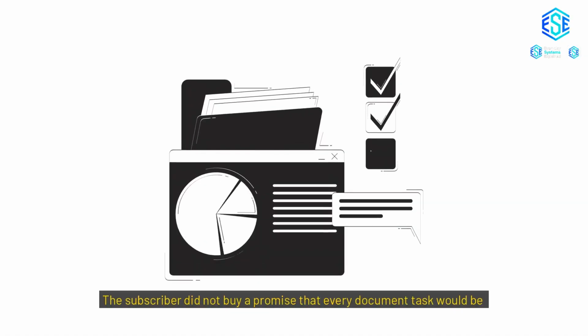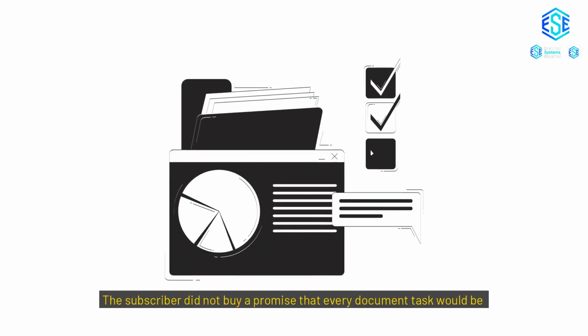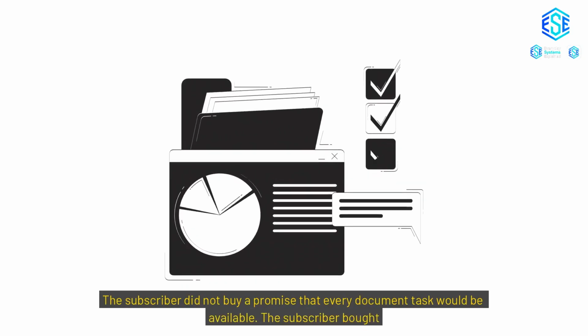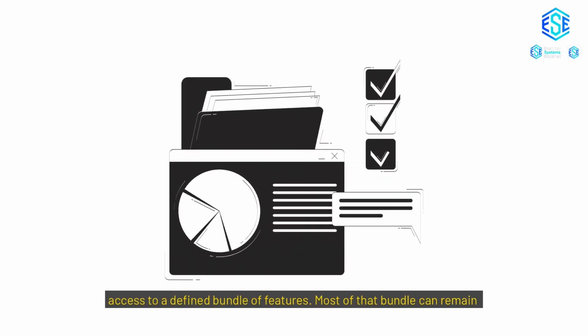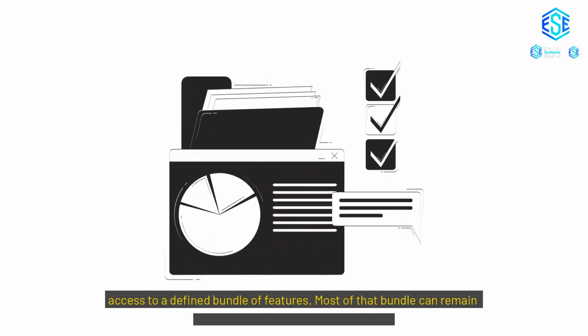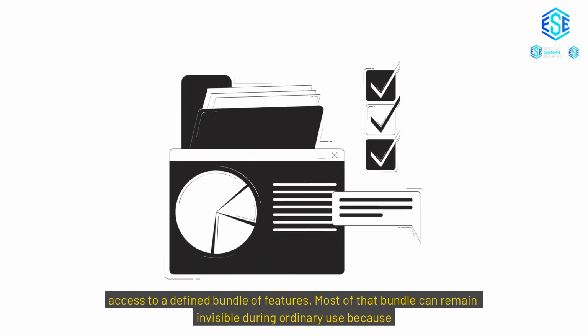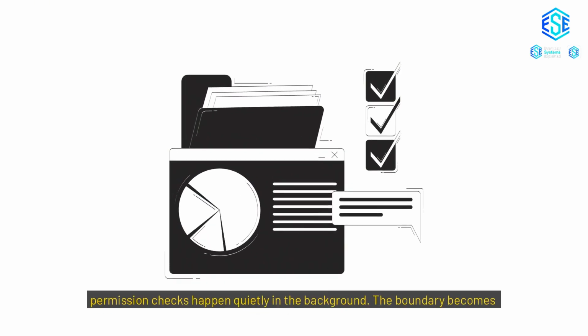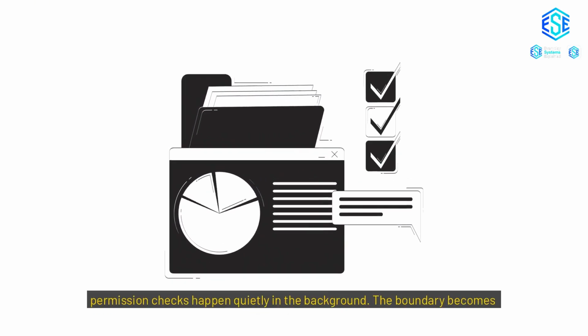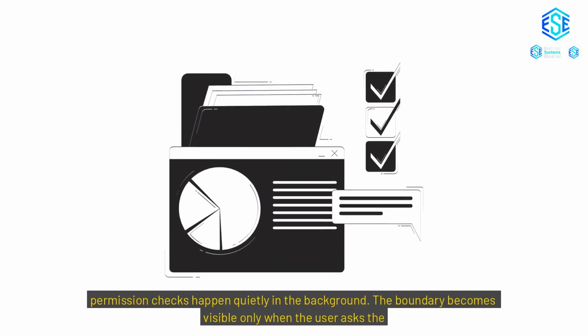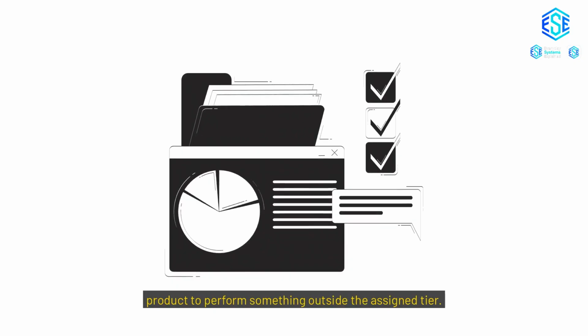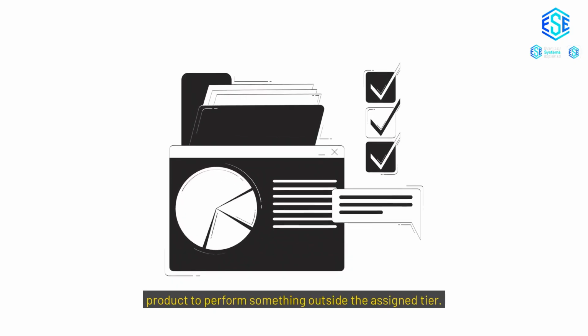The subscriber did not buy a promise that every document task would be available. The subscriber bought access to a defined bundle of features. Most of that bundle can remain invisible during ordinary use because permission checks happen quietly in the background. The boundary becomes visible only when the user asks the product to perform something outside the assigned tier.